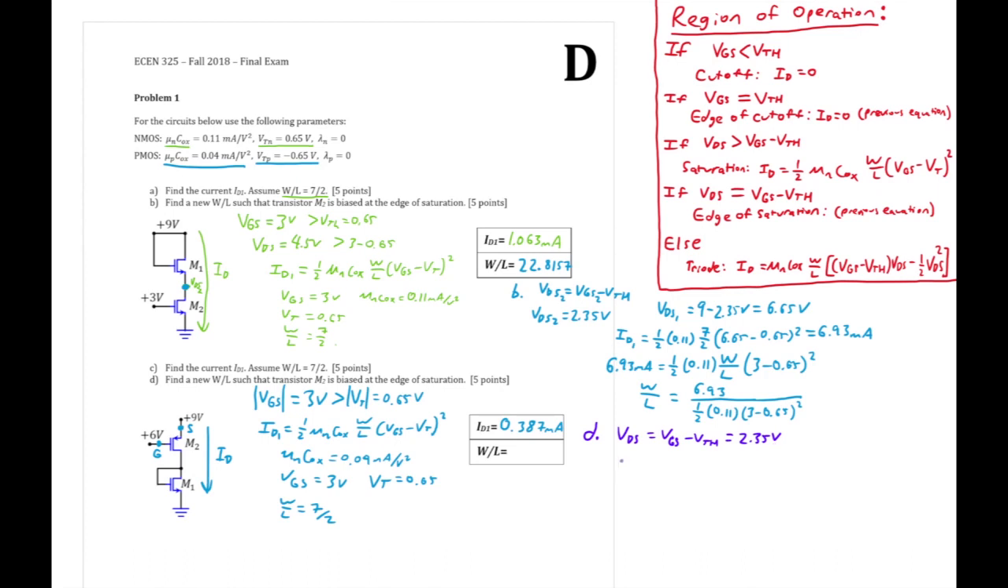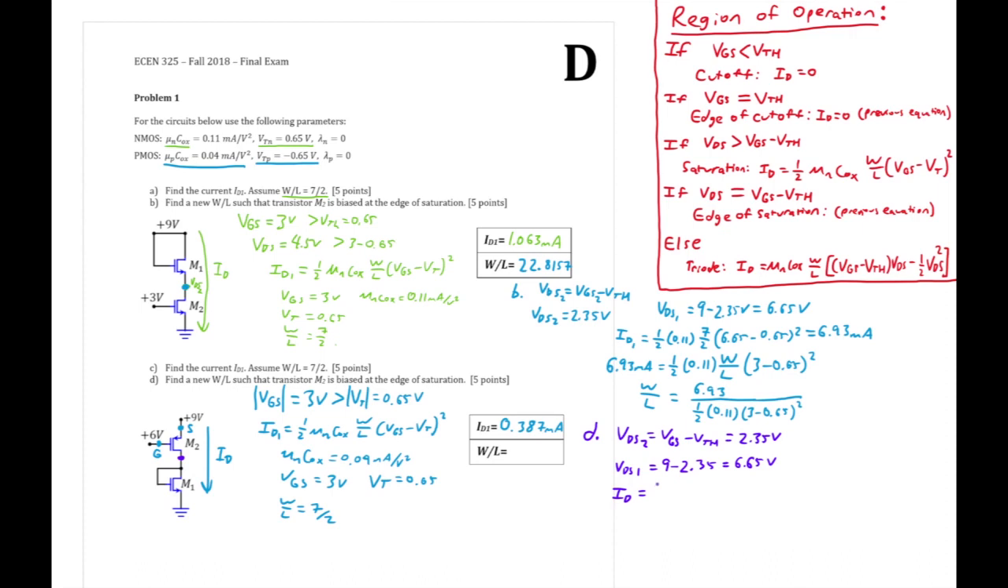Now this is very similar to the last problem, except the transistors are flipped. So this is VDS for M2. Our VDS of 1, right? If the voltage drop across M2 is 2.35 volts, VDS1 has to be 9 minus the voltage drop across the transistor, 2.35 volts, which again is 6.65 volts. Okay, let's plug this into our ID equation. Let's plug in the M1 values to solve for ID, just like we did in part B.